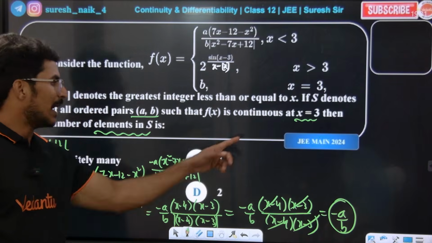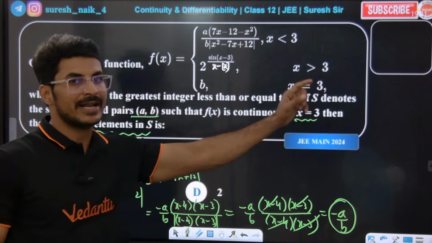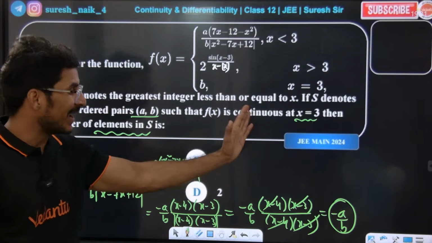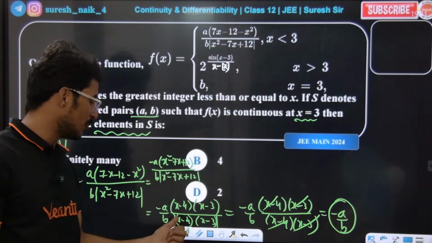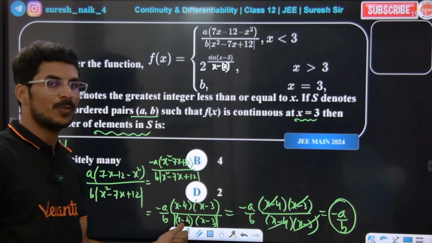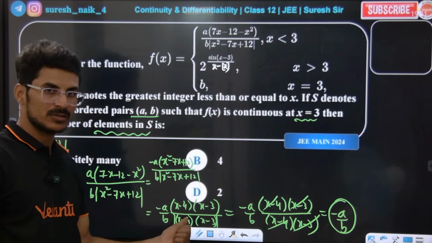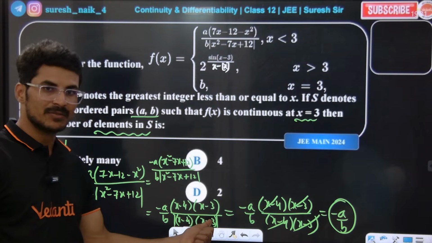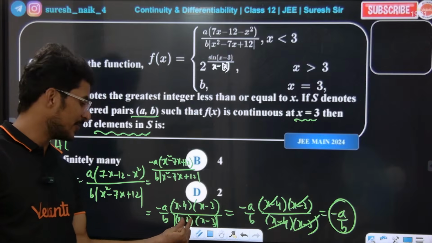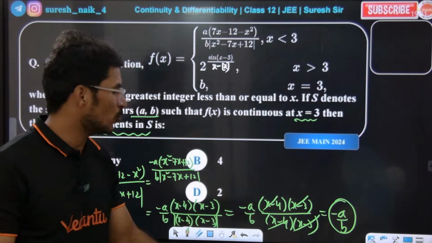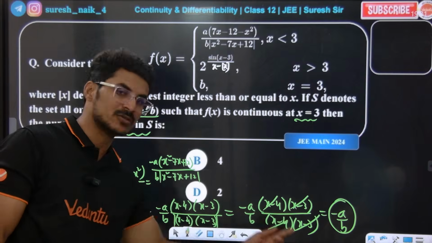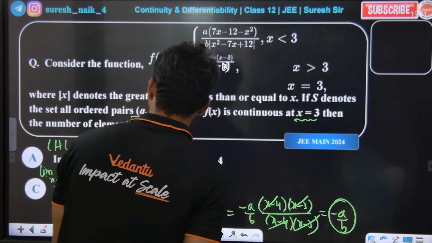Because I'm taking the continuity at x is equal to 3. For 3 minus, take a value slightly left of 3, say 2.99. 2.99 minus 4 is something negative. 2.99 minus 3 is negative. So negative into negative is positive. So the modulus should open with positive. So I'm removing the modulus with positive sign. So minus a by b is my LHL.